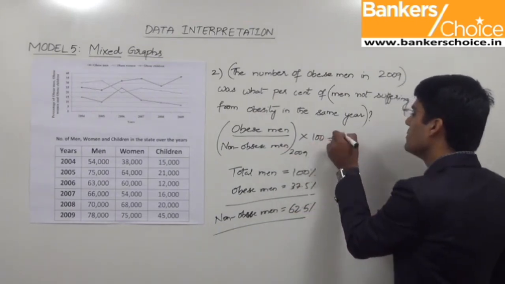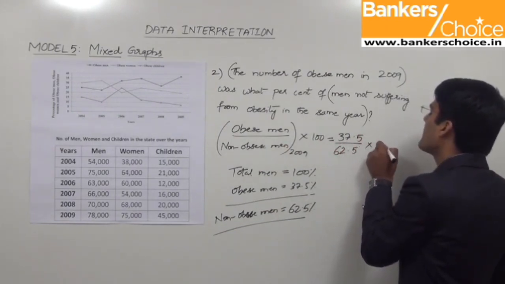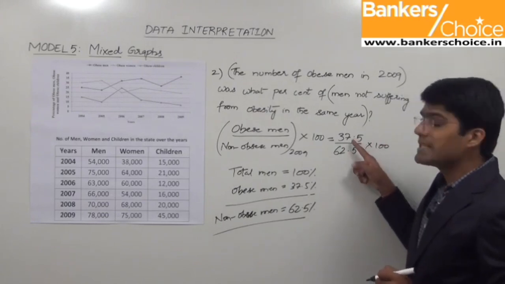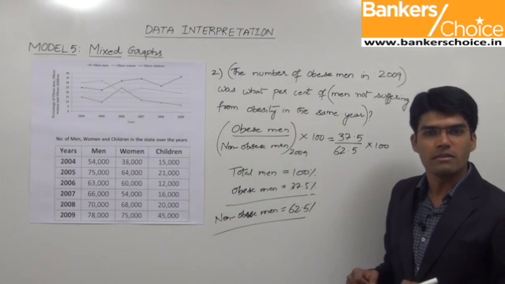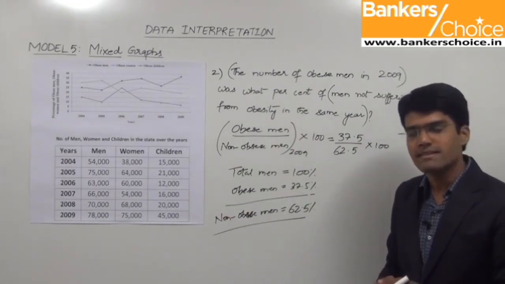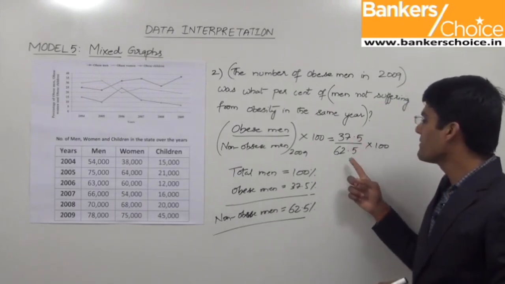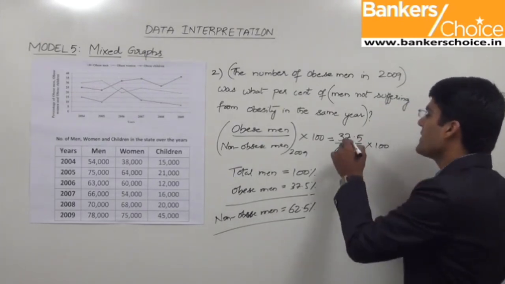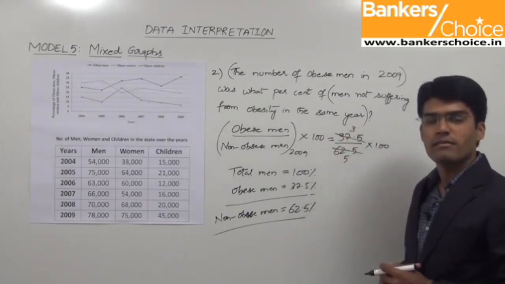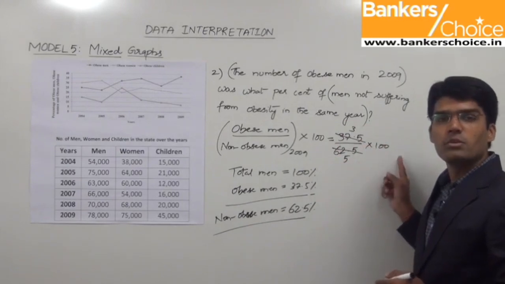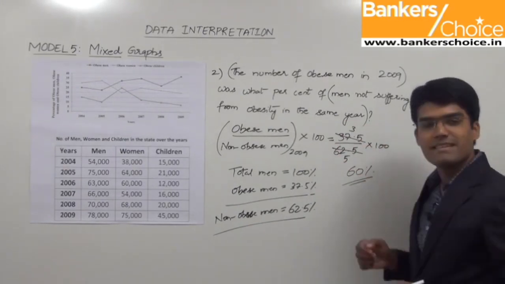So the answer here will be equal to 37.5 divided by 62.5 into 100. Remember friends, it is actually 37.5% of 78,000 and this is 62.5% of 78,000. But because we understand that 78,000 gets cancelled, directly take up only those things which can affect the answer here. So that is 37.5 and 62.5. Now 37.5 is 12.5 into 3 and 62.5 is 12.5 into 5. So the value here is 3 by 5 into 100. We know that 3 by 5 is 60%. So the answer for this question here is 60%.